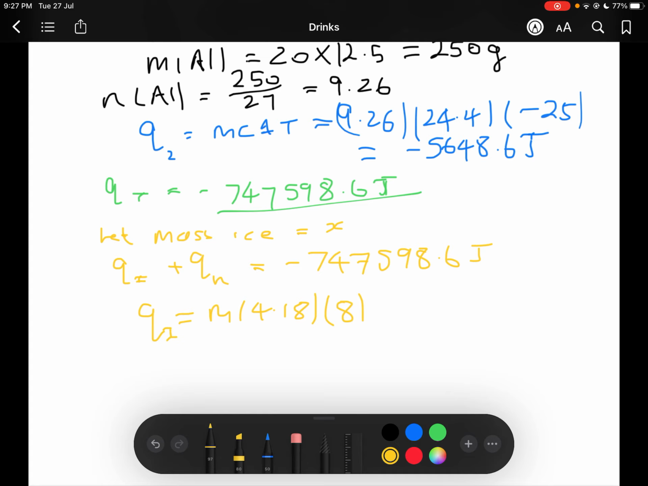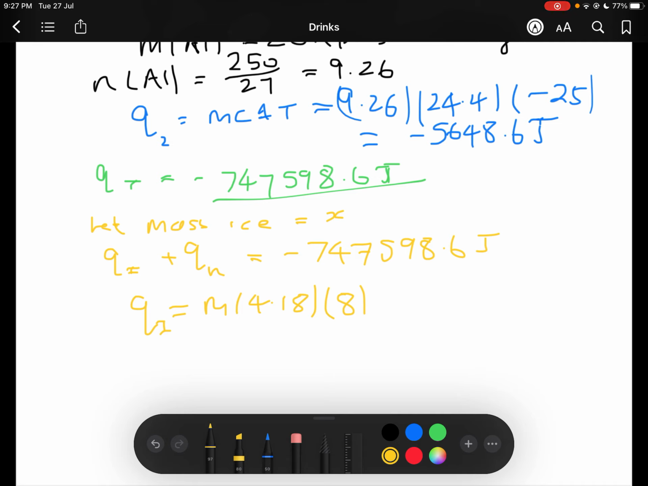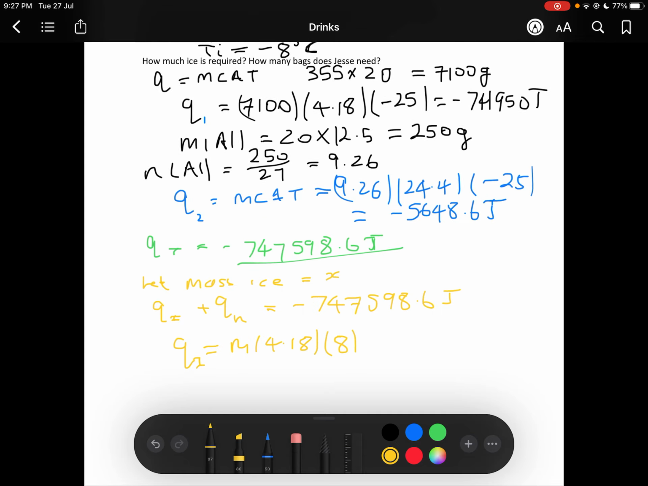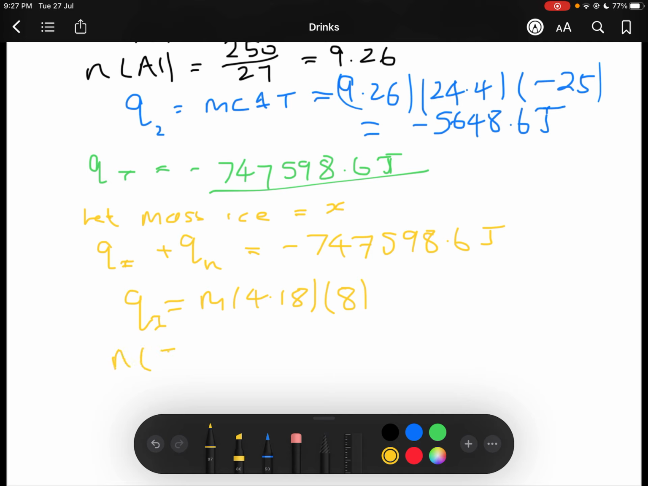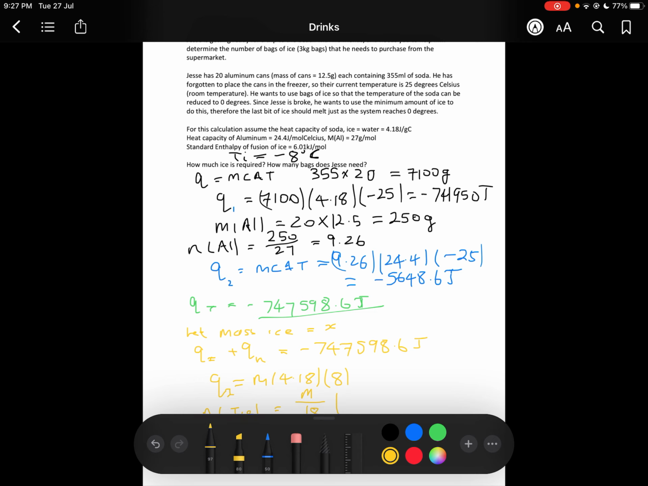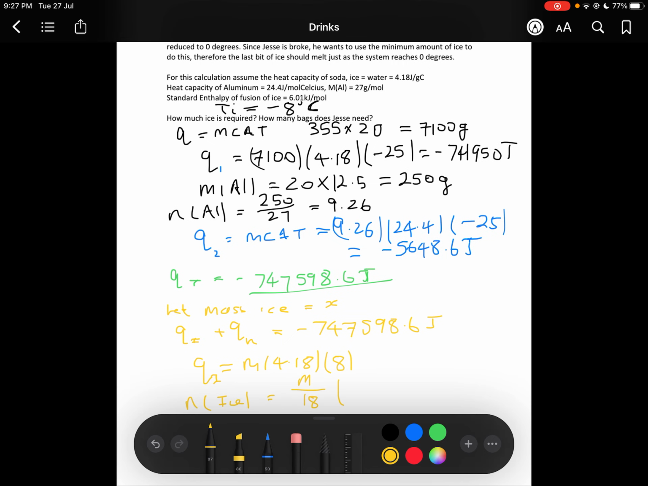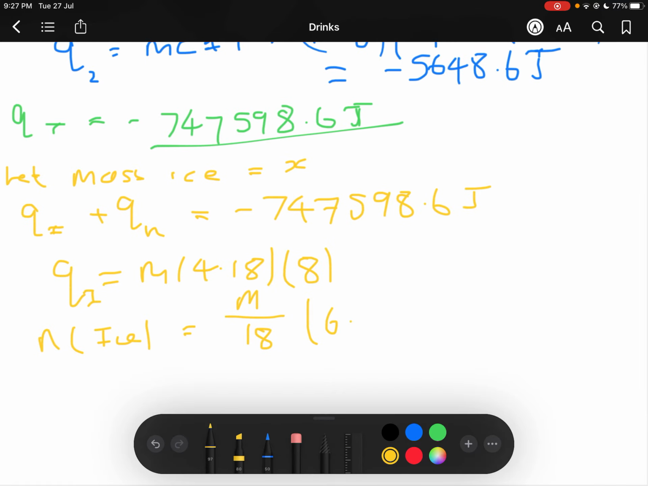And our Qn is just going to be the amount of energy absorbed when the solid ice melts. We know that the standard enthalpy of fusion of ice is 6.01 kilojoules per mole. So the moles of ice we have is equal to the total mass divided by the molar mass of water, H2O, which is 18. That's the number of moles of ice multiplied by the amount of energy, which is given in kilojoules, but since we've been working in joules throughout the problem, we're going to convert 6.01 kilojoules to 6,010 joules. So that's 6,010.